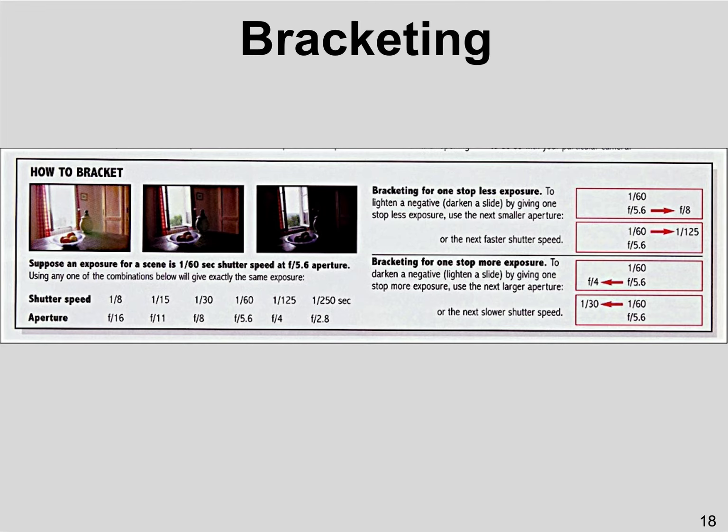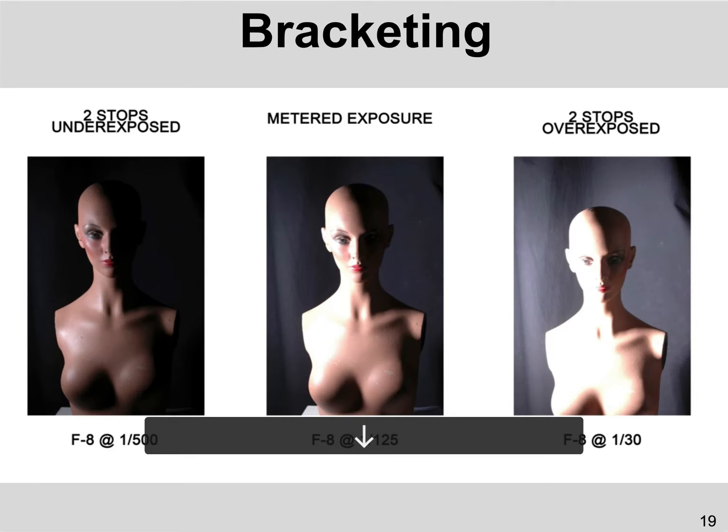Bracketing is where we don't have equivalent exposures. We purposely let in a little more light, a little less light. So instead of changing both aperture and shutter speed, you just change one. In this example, we're using 1/60th shutter speed all the way through, but we're changing the aperture. The center one is 1/60th at f5.6, the one on the left, which is brighter, would be 1/60th at f4, and the one on the right, which is darker, would be 1/60th at f8. That can show you the differences in bracketing, so you get a range of exposures.